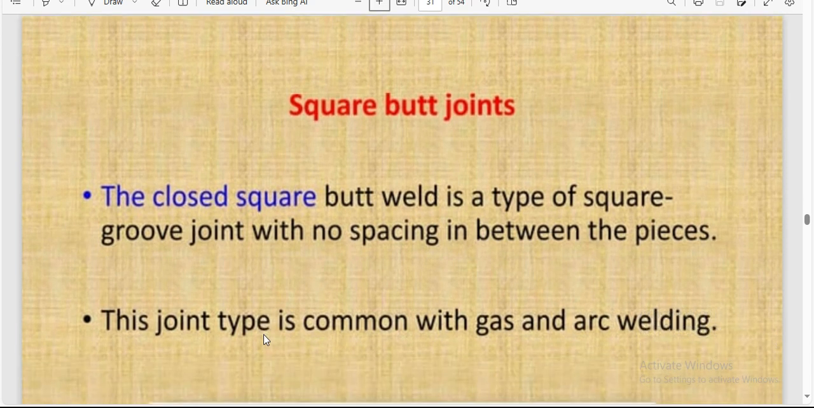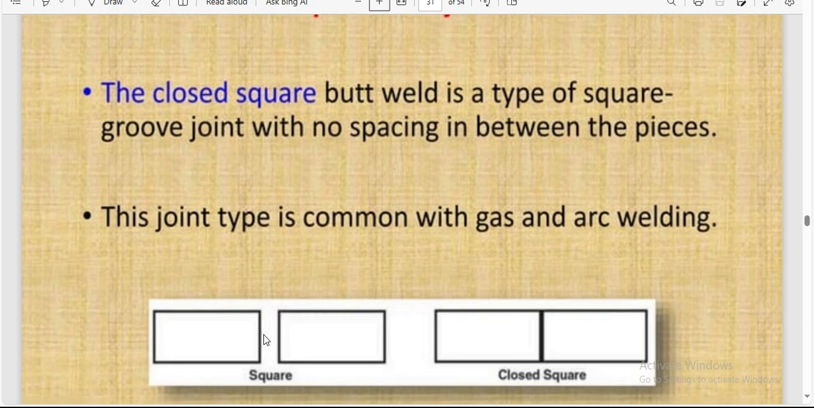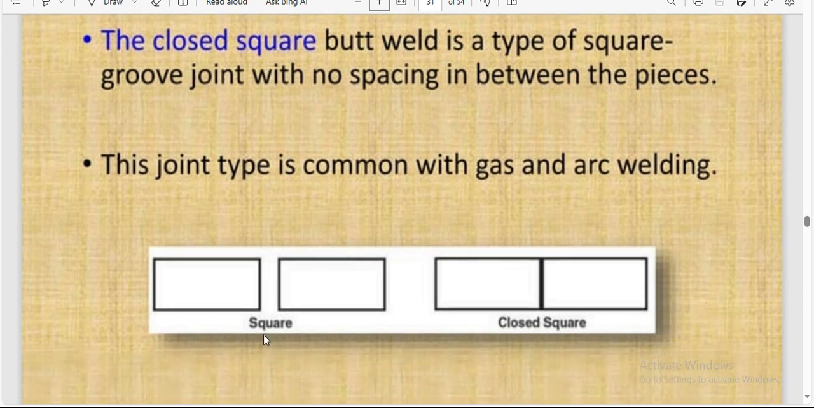Square butt joints. The closed square butt weld is a type of square groove joint with no spacing in between the pieces or the workpieces or the base. This joint type is commonly used with gas and arc welding. As I told you before, gas is a type of chemical welding and this one is a type of electrical welding, both of them fusion welding. So it's square, this one is also square. This one is closed, this one is open. This one is closed.